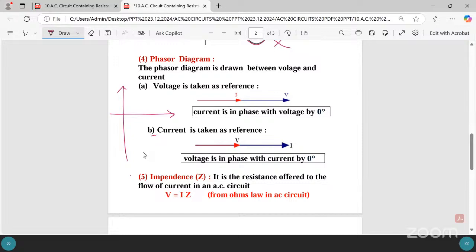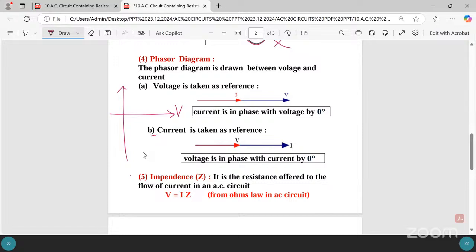Voltage taken as the reference indicates that we should not rotate voltage from the x-axis. It is constant. That is the indication. It should be constant on the x-axis. V does not rotate. That is called reference.